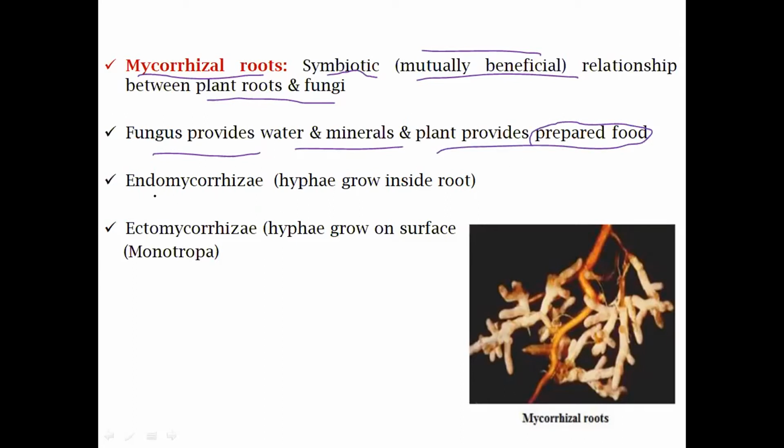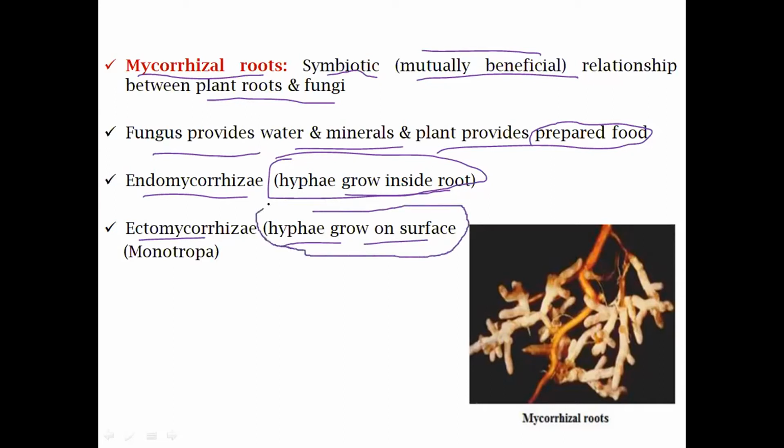There are two types of mycorrhiza. One is endomycorrhiza. In this type, the hyphae of fungi grow inside the root of the plants. The next one is ectomycorrhiza. In this type, the hyphae of the fungi grow on the surface of the plant root. For example, monotropa.